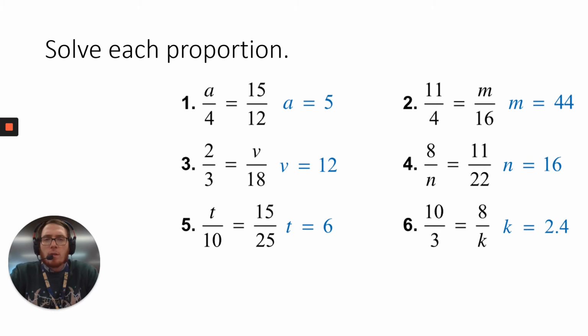Just make sure that you understand that you can multiply horizontally like this. So 4 and 12 have a times 3 or divide by 3 that go with it. You could also go vertically. So like this, for example, 11 times 2 is 22. That would work. And then also make sure you know how to cross multiply.